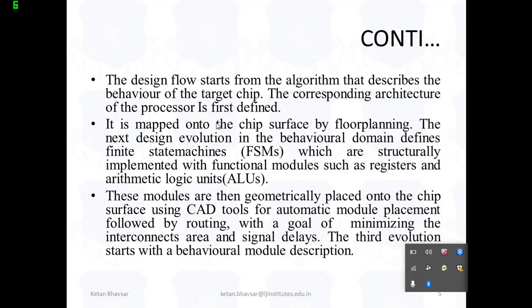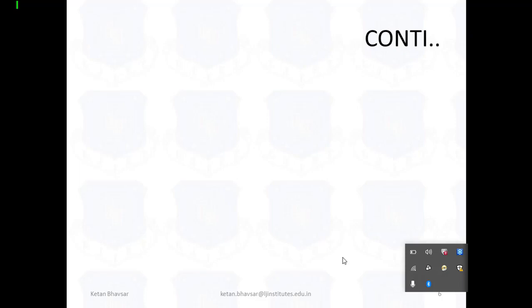It does automatic module placement followed by routing, with the goal of minimizing the interconnection area and signal delay. As you already know, in VLSI we basically have four main parameters: size, power, performance and cost. See, if you reduce the area then ultimately your performance will be improved. Fine. So with the help of routing, meaning connections, if your connections are fewer, then your signal delay will be less. So we have to place according to our requirement or according to our applications. The third evolution starts with a behavioral module description.